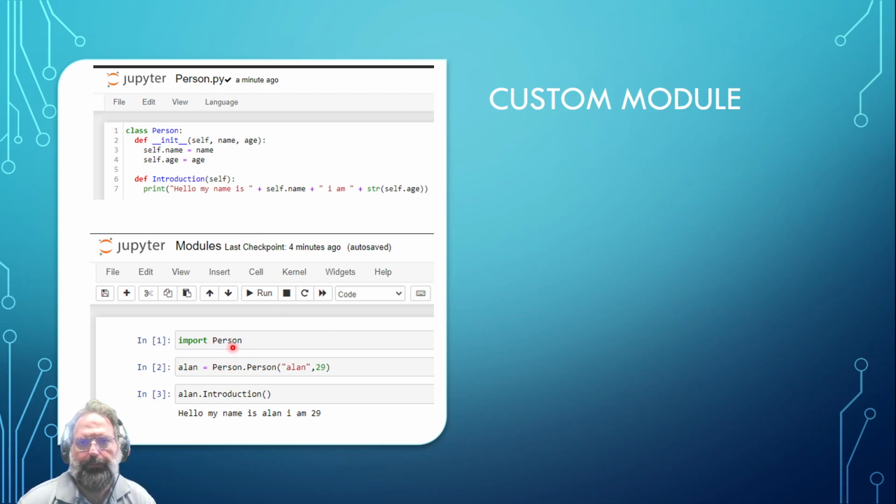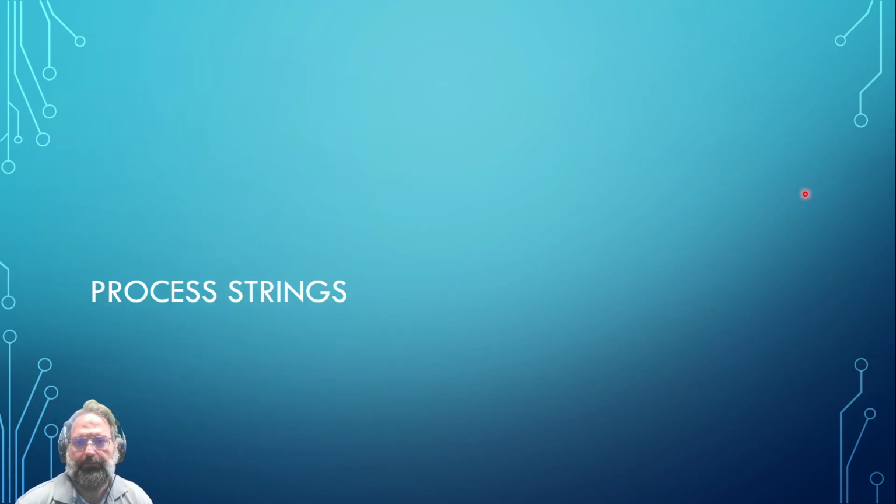So here you can say import person, and then I can say Alan is an instance of person.person. As I imported it this way, if I'd done it with an alias, it might have been shorter. And this is also in a subfolder sort of thing. So anyway, I pass in a parameter for the name and the age. Notice you're not passing in self. That's handled internally. And then I'm also taking an instance of it and saying introduction, and it prints it out. And yes, Alan hasn't been 29 for a very long time.